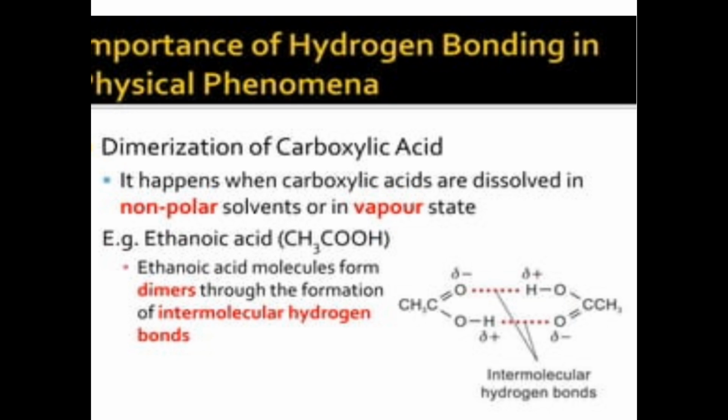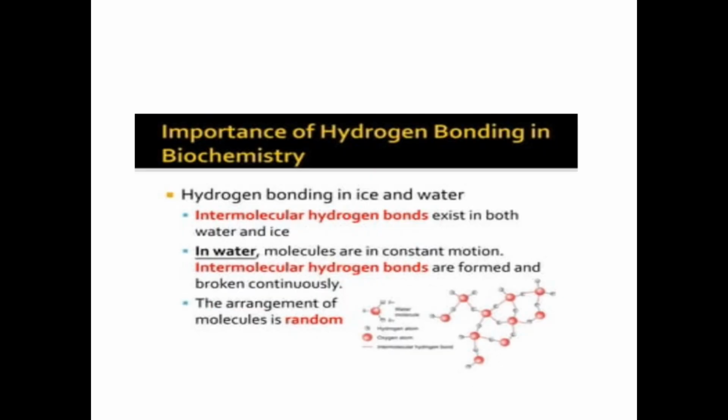So let's look at another application or importance. Another importance is in ice and water. There is an intermolecular hydrogen bond that exists in both ice and water. In water, for instance, the intermolecular hydrogen bonds are formed and broken continuously because water is always in constant motion, exactly a translational motion. So the arrangement will be random in that case.